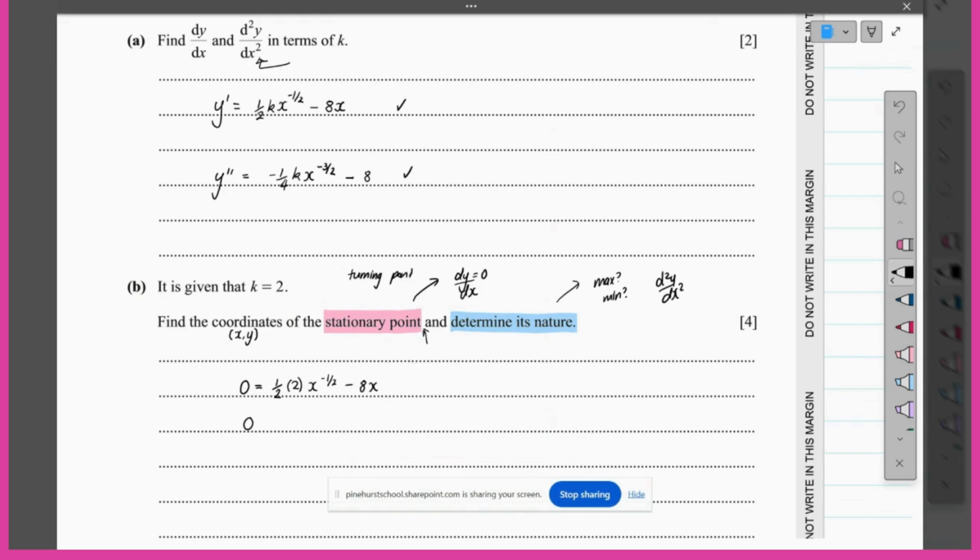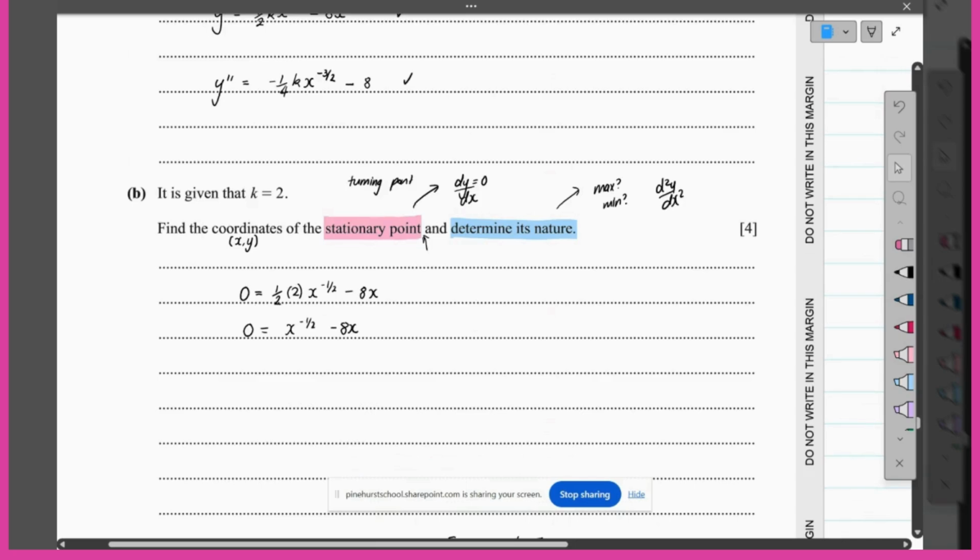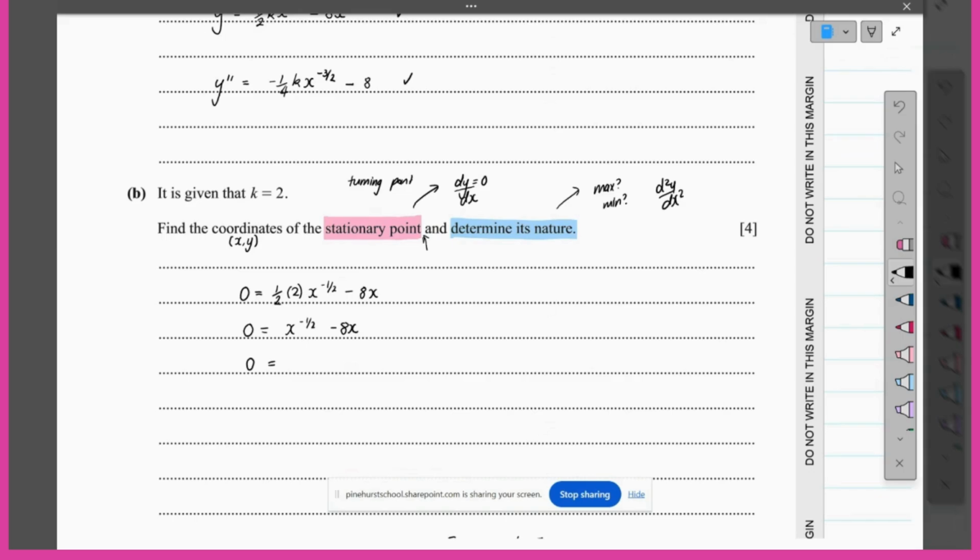So I'm just going to tidy that up slightly because I know a half times 2 is 1. And this is where some of my students got stuck because they weren't really sure how to deal with the negative indices. What I tend to do, it makes more sense to me, is if we put it on the bottom, because negative means essentially x to the negative half is equivalent to 1 over x to the positive half, which is the same as 1 over square root of x.